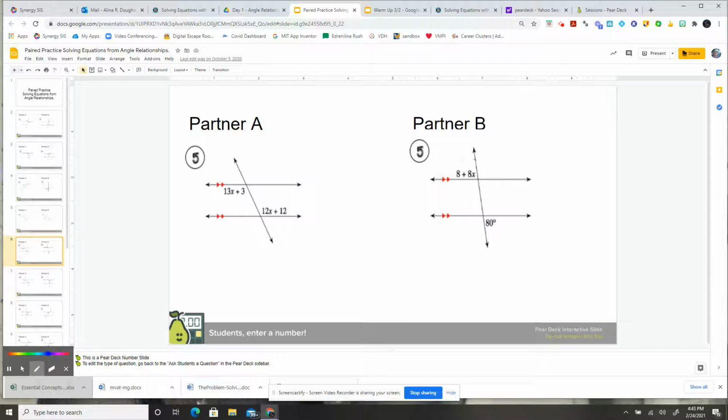You have alternate exterior angles again. I have alternate interior angles. They're both going to be congruent. You have two acute angles. I have two obtuse angles. Alternate angles are always congruent.